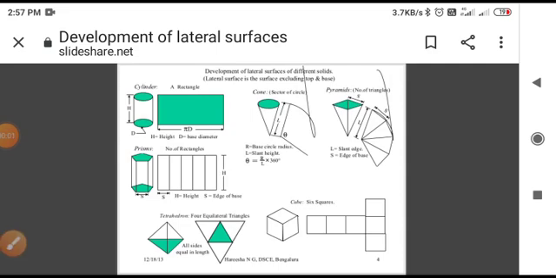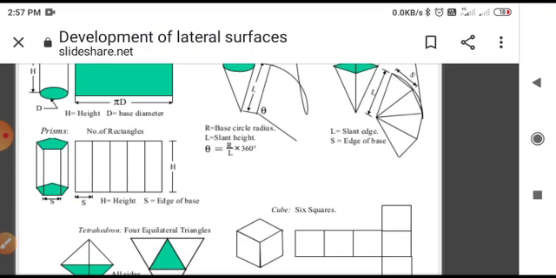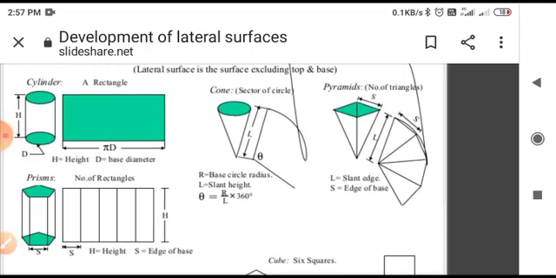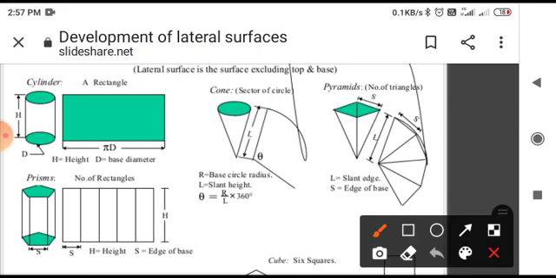Fourth lecture, mechanical working drawing, in which we are looking for development of surfaces. I found something good for you, in which all the unit is covered. You can see here in the first figure, in short, if h is height and d is diameter, then a cylinder gets developed into a rectangle.